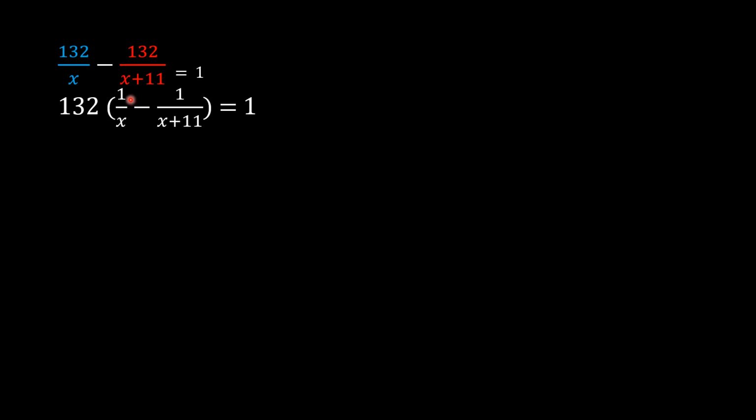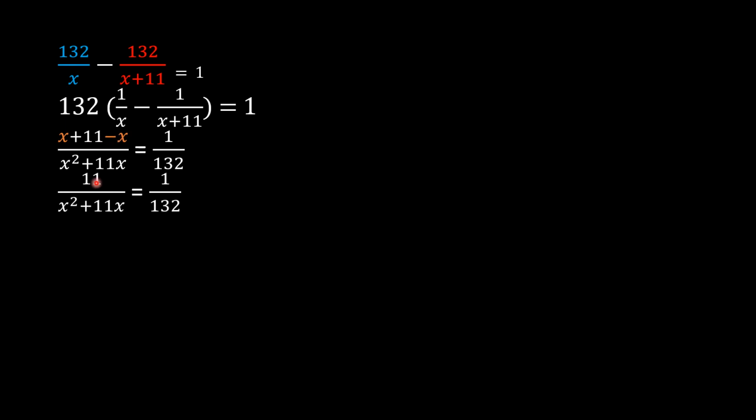Now we will solve this bracket. x plus 11 multiplied by 1 is x plus 11, x multiplied by minus 1 is minus x, minus x multiplied by x is x squared, x multiplied by 11 is 11x. We will divide this one by 132, so it will be 1 divided by 132. Now x minus x is 0. So it will be 11 only.